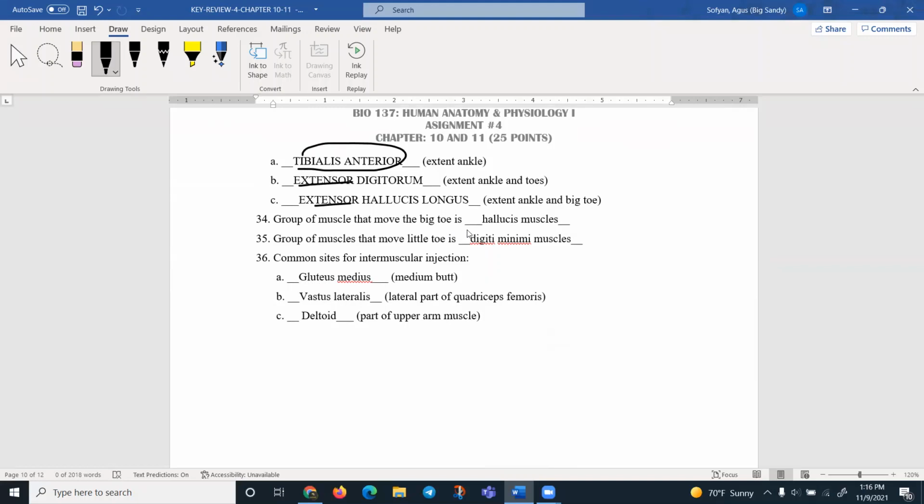The group of muscles that move the big toe is called the hallucis muscle. The one used for movement of the little toes is called the digiti minimi muscle.